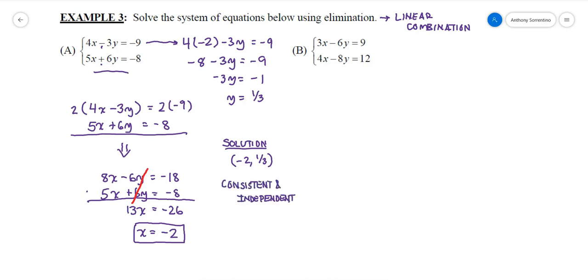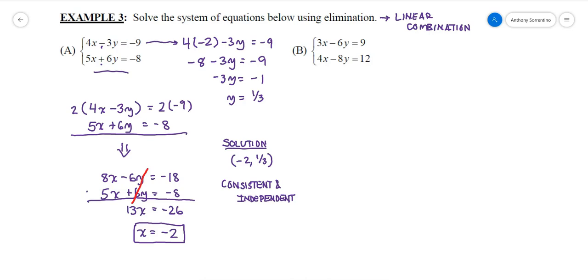Part B, I don't have a situation where one of the coefficients on the x is a factor of the other, and the same thing with the y's. So I'm not going to be able just to make one change to one of the equations, and that's it. I'm going to have to change both equations.